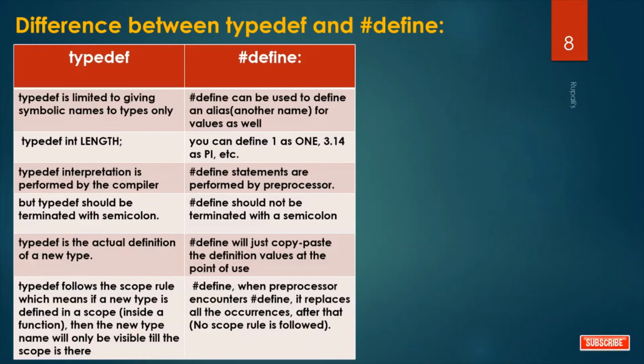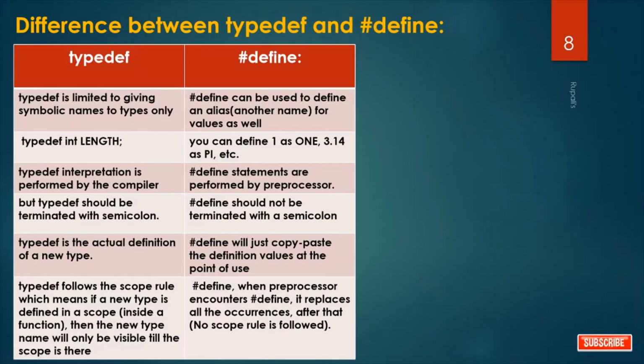So now we discuss what are those differences. In case of typedef, it is limited to giving symbolic names to data types only. But in case of hash define, it can be used to define an alias, meaning another name, for values as well. See the example of typedef int length. So the new name of int data type is length. In case of hash define, you can define 1 as ONE in this way, 3.14 as PI, etc.